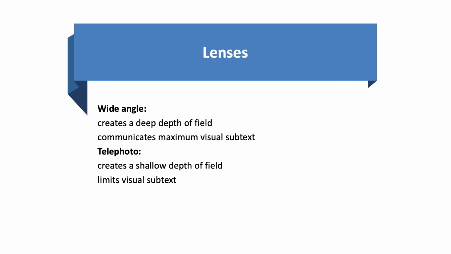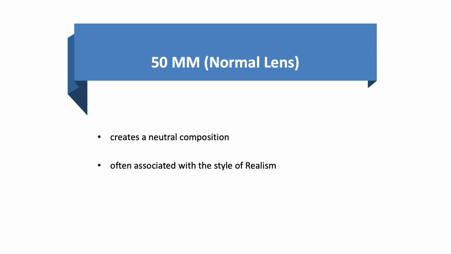Lenses. Wide-angle lens creates a deep depth of field, communicates maximum visual subtext. Telephoto lens creates a shallow depth of field, limits visual subtext. Normal lens creates a neutral composition, often associated with the style of realism.